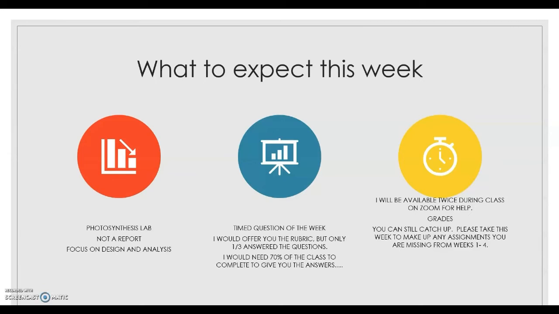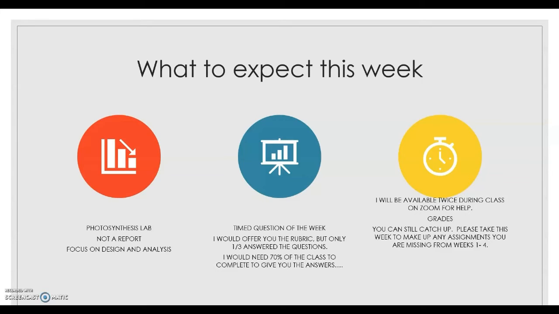All right, then we'll have our 3rd question of the week. I like the idea of how you were all uploading. I think I got most of those who uploaded, and it worked pretty well. Unfortunately, only about 1/3 of the class completed the question of the week. That's a little low, so I'm not going to release the rubric or the answer key yet. I would need about 70% of the class to complete an essay question for me to release those answers.